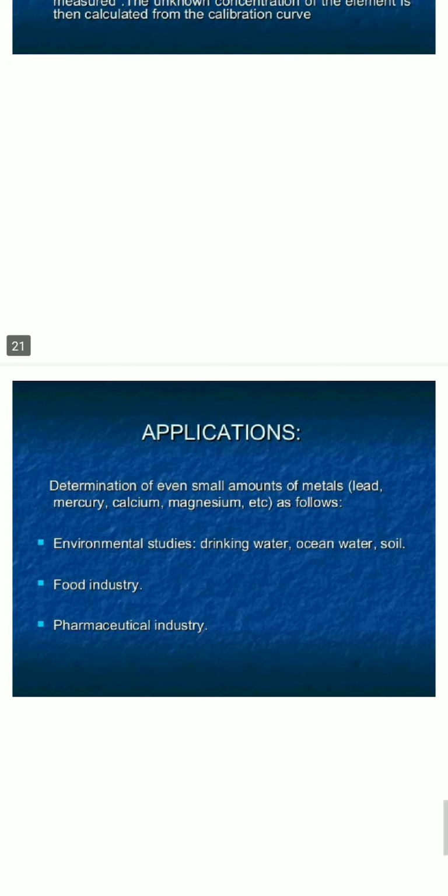Application of AAS. Determination of even small amounts of metals, mercury, calcium, magnesium, etc. Atomic absorption spectroscopy is used as follows: environmental studies, drinking water, ocean water, soil, in the food industry, and in the pharmaceutical industry.